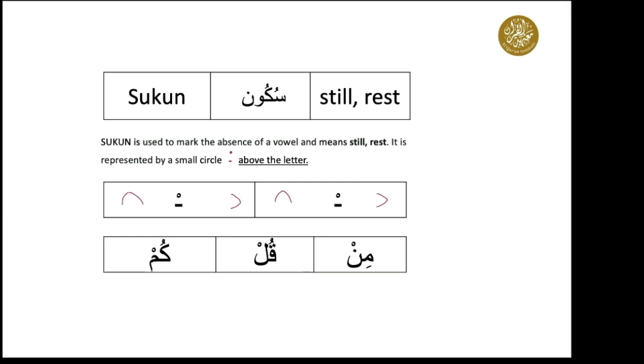Let's talk about sukun. Sukun is used to mark the absence of a vowel, and it means still or rest. It is represented by a small circle above the letter. Depending on the mushaf, sukun can appear in 3 different ways, as you can see on the slide. The examples of sukun are min, kul, kum.